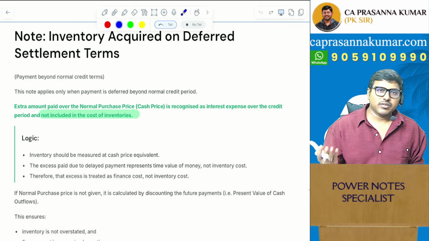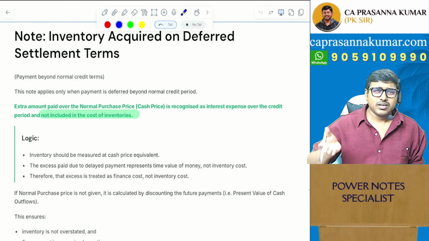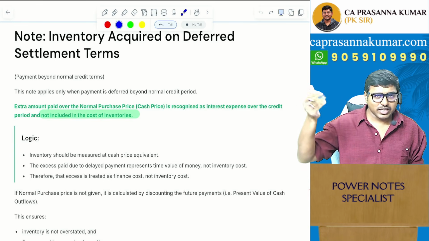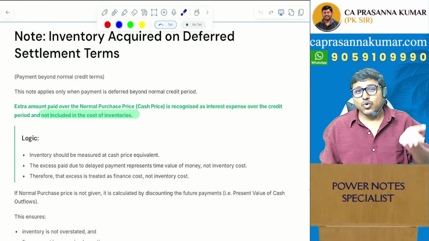But if a special credit period is given, like for example 2 months or 3 months or 4 months, then naturally because of that, the price will be more. And that extra price is like finance cost. It is like interest cost. It is not the cost of the inventory. So therefore, you have to split it, and you can't overvalue your inventory.